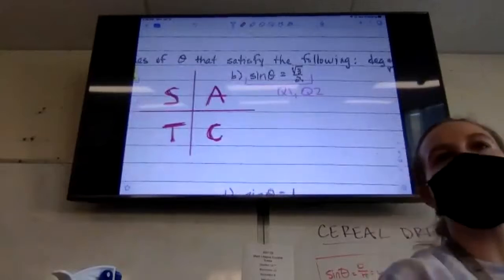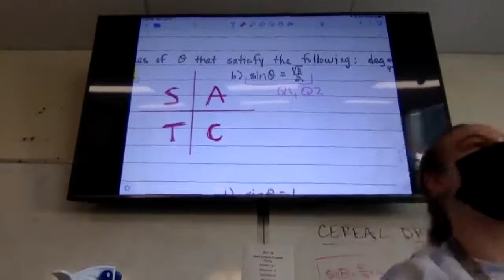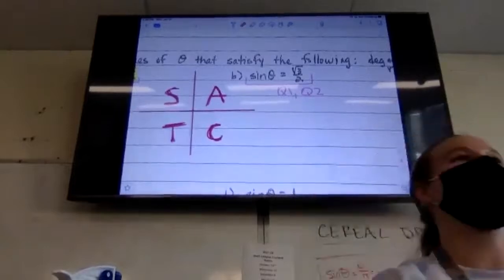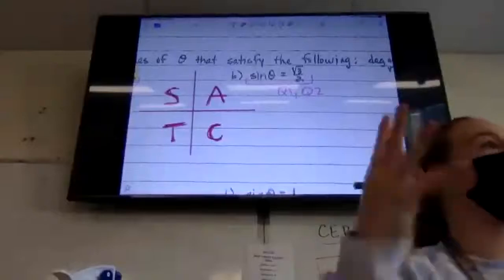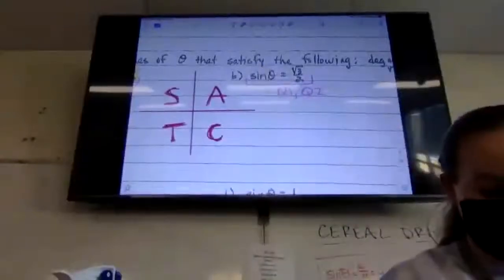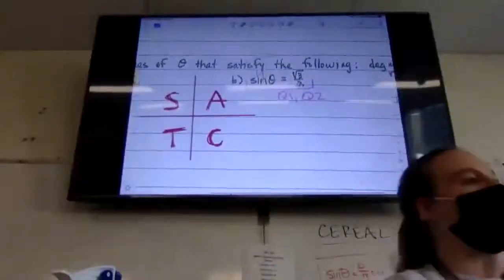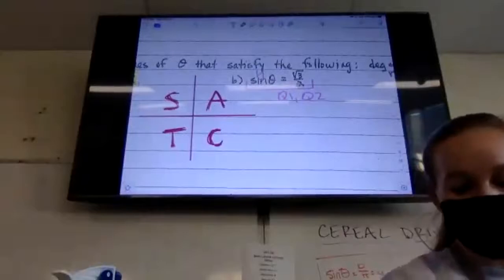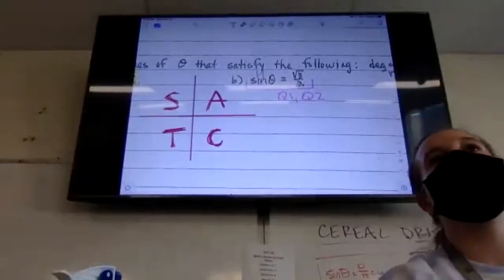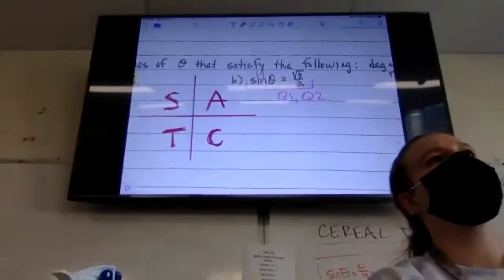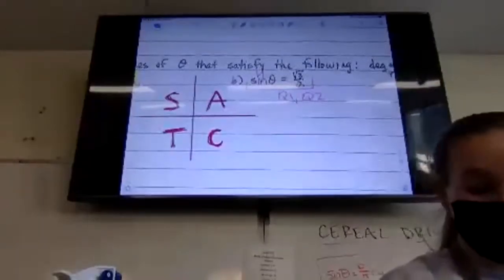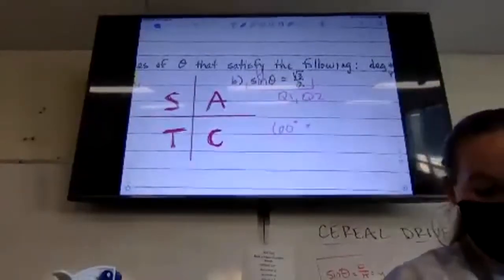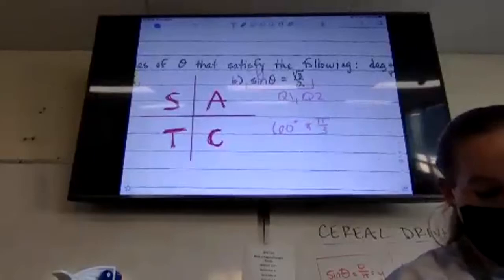Oh, I messed that up, didn't I? Sine is which variable? By the end of the day, I have these leading questions in my head, and sometimes they get all mixed up, and I just tell you the answer. My question was, sine is which variable? And the answer was y, and I just ruined it. So we're looking for where my y is √3/2. And we're looking only in quadrant 1 and quadrant 2. What angles is that at? 60 and 120, good. And that's pi over 3. And 120 is 2 pi over 3.